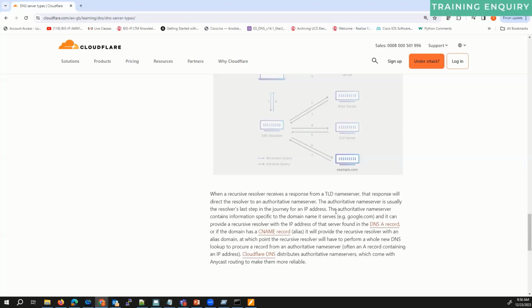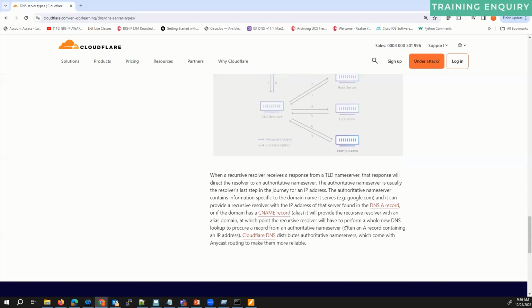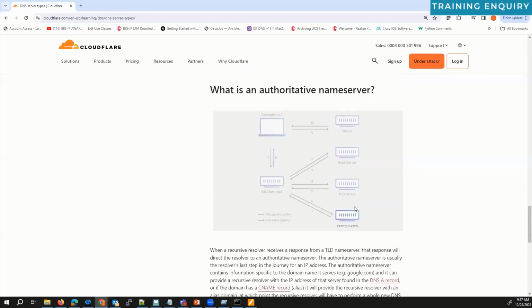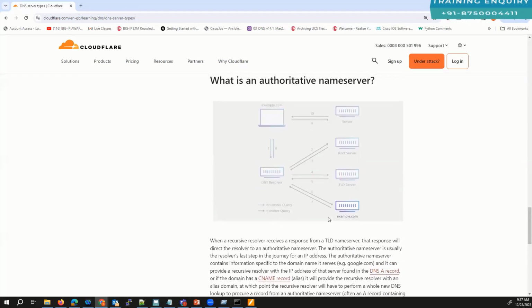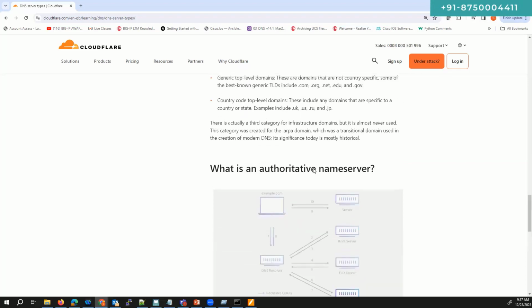And then the authoritative name server will contain the information specific to that request, like google.com, and it can provide either a CNAME record or an A record in the response. It depends on what sort of record it contains. So you can also redirect one subdomain or domain to another, and you could also provide the IP address in response immediately. Basically, what I want you to understand here is the DNS name resolution process.